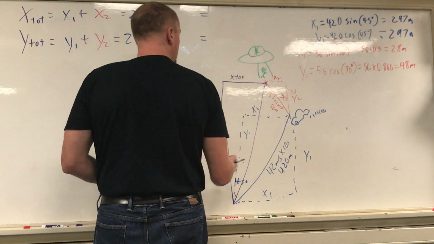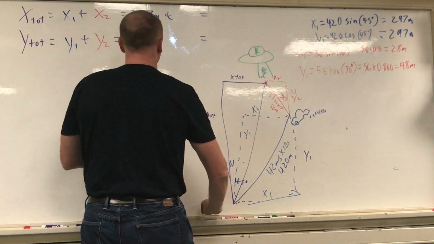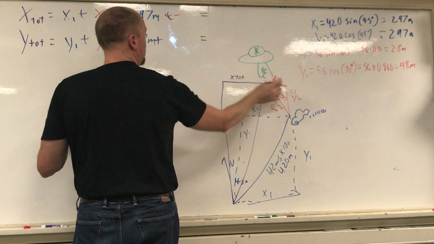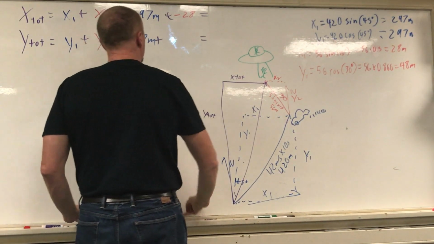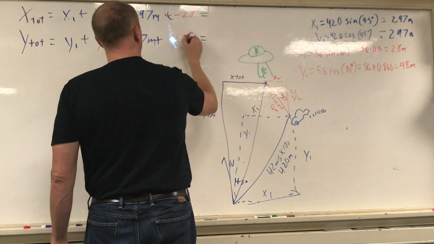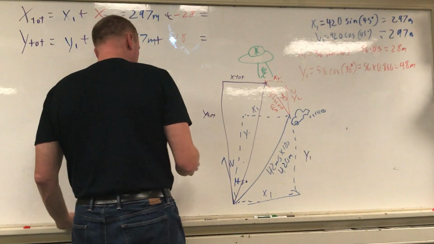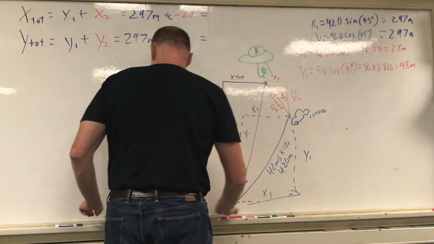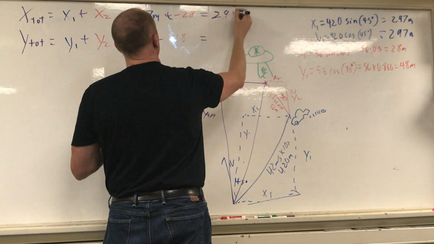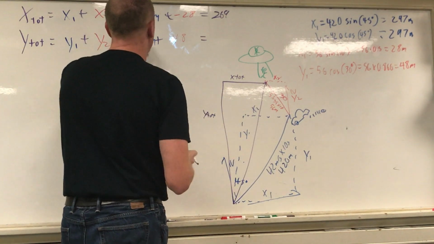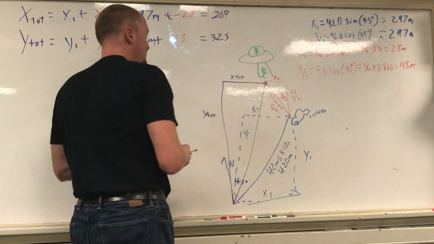Now, x2 is in a different direction. x1 was that way, x2 is that way. So we're going to want to put it down. You can say that the direction for both these is east. So let's make this negative 28 meters. And we're going to make this positive 48 meters. Okay, going through here. 297 minus 28 is 269. And 297 plus 48 is 325. So you have your sides.